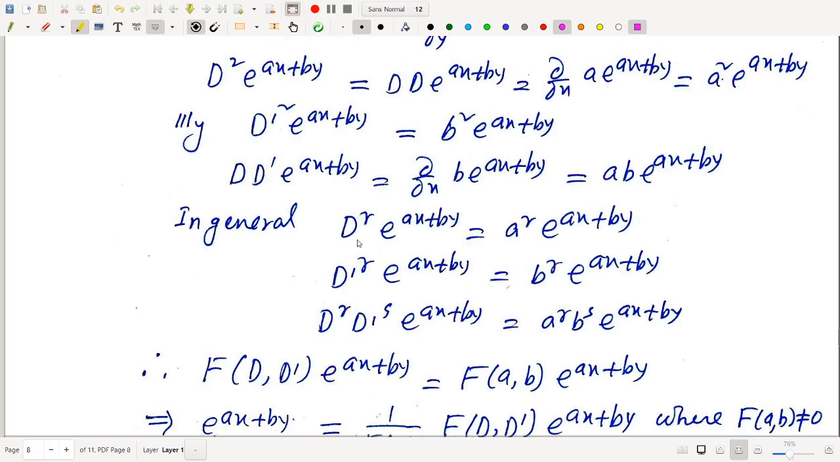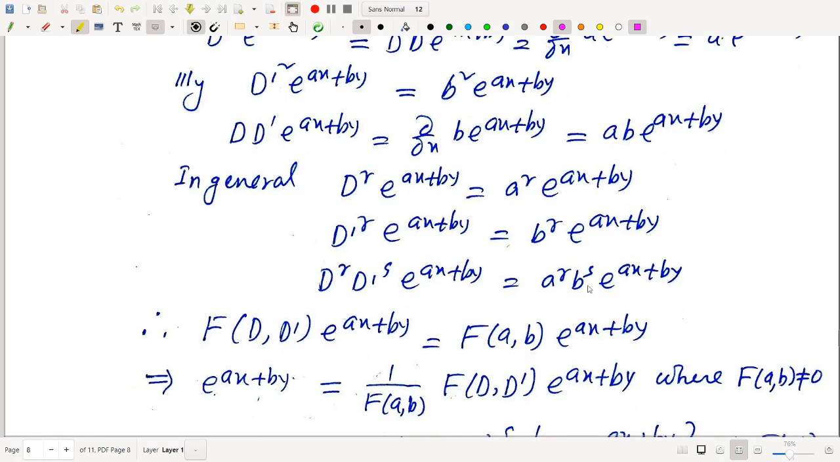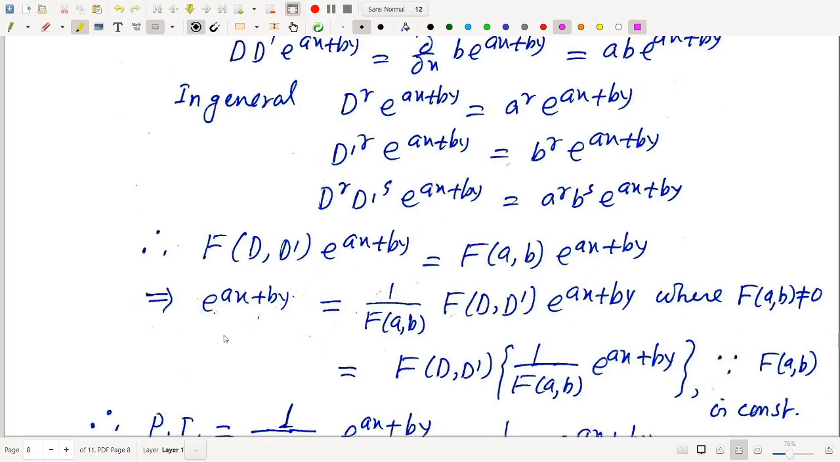In general, if I differentiate r times, D to the power r e to the power ax plus by will give us a to the power r e to the power ax plus by. D dash to the power r will give us b to the power r e to the power ax plus by. D to the power r D dash to the power s e to the power ax plus by will give us a to the power r b to the power s e to the power ax plus by. Therefore, f of D comma D dash, whatever may be the expression, when it operates on e to the power ax plus by, we shall get f of ab into e to the power ax plus by.